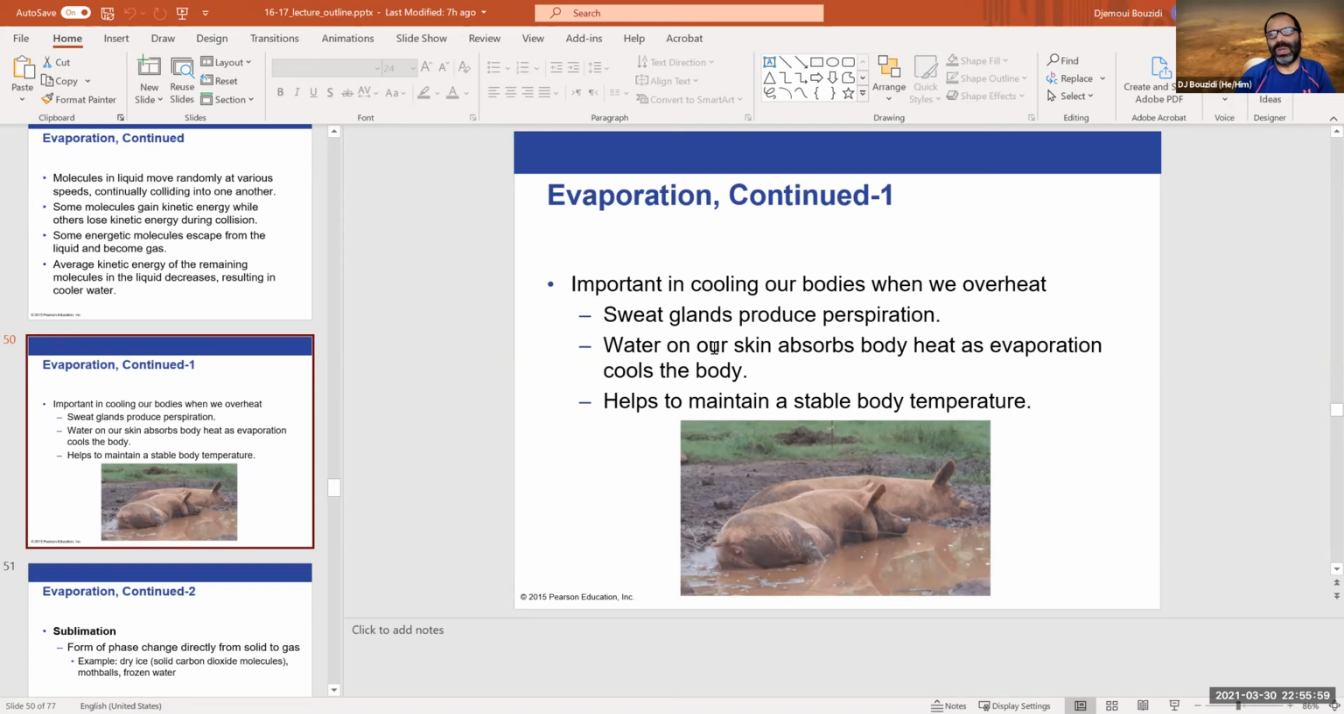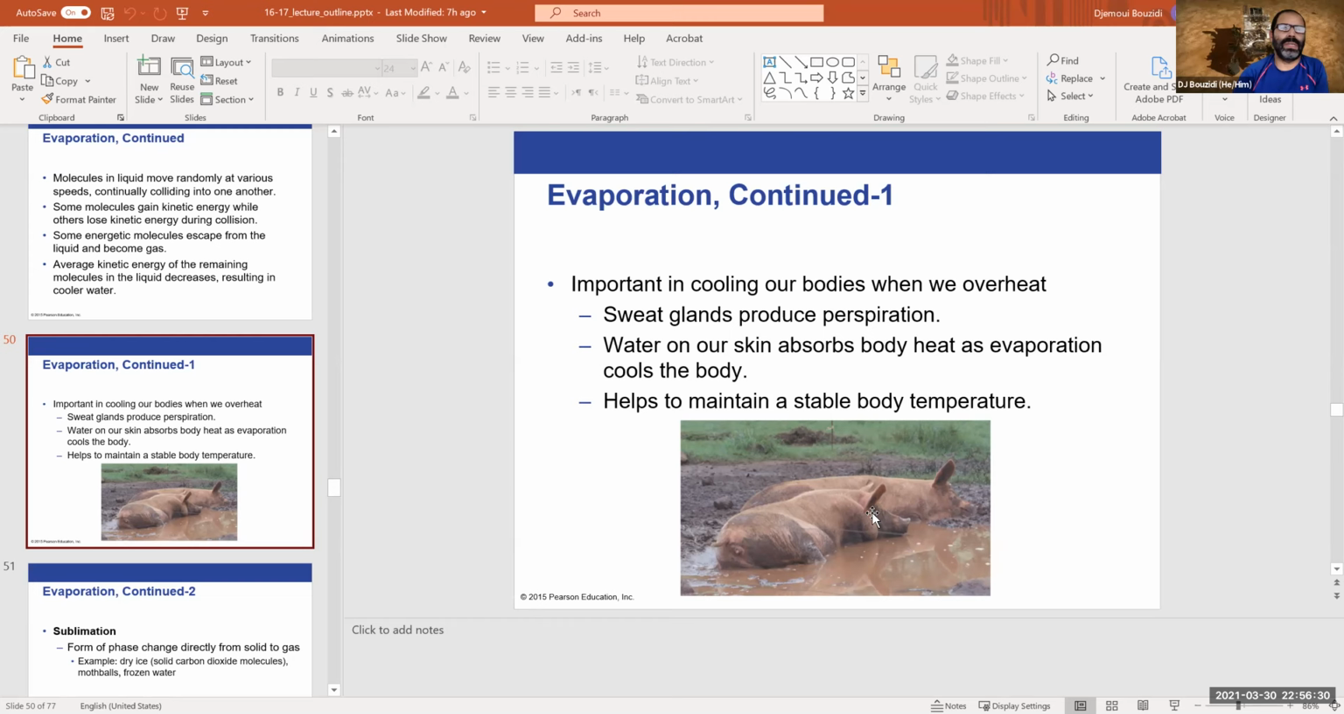Sweat glands produce perspiration. Water on our skin, absorbed by heat as evaporation, cools the body and helps to maintain a stable body temperature. In this case, they put a lot of liquid on their body, and that is going to evaporate, taking with it the heat that you would want. Sometimes these animals have veins, and they're complicated systems, way outside of the scope of physics, with their ears and blood systems that pump the blood into there and basically get rid of that excess heat too.